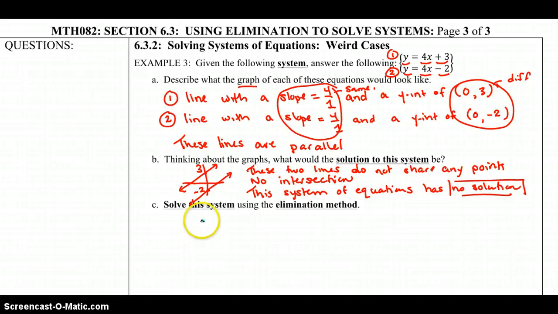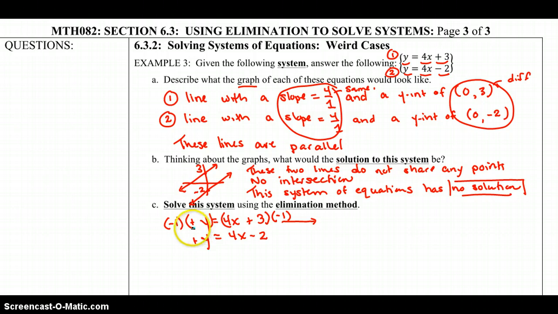Okay, so we have this system, y equals 4x plus 3 and y equals 4x minus 2. Okay. So again, we would like our coefficients of one of our variables to be opposite. So here we've got a positive y and another positive y. We'd like one of these to be negative. So let's just take this first equation and we're going to multiply this whole side by negative 1. And our property of equality says that we can multiply both sides of the equation by the same value.